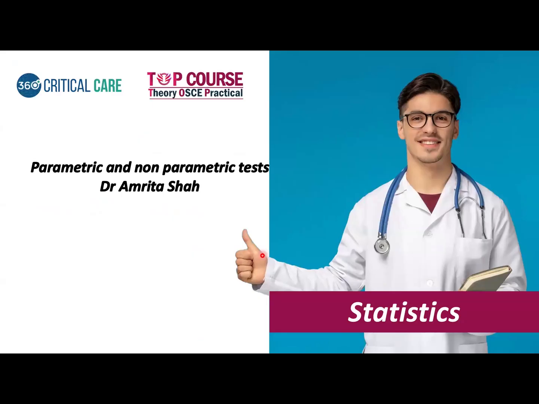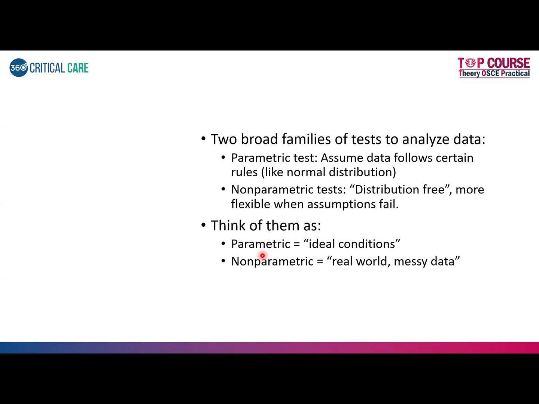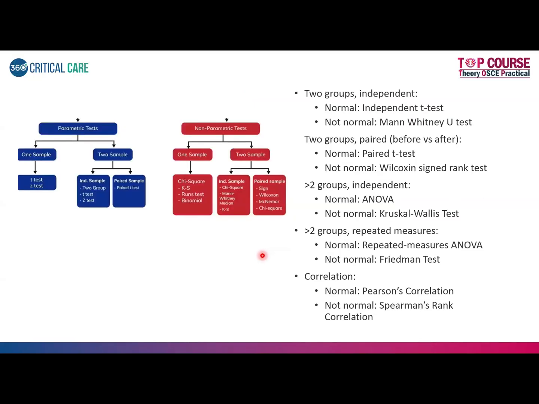In parametric and non-parametric tests, there are two broad families of tests to analyze data. We have the parametric test, which assumes a normal distribution, and non-parametric, which is distribution free. That is, they are more flexible when assumptions fail. It doesn't follow the normal distribution curve. So think of parametric as the ideal condition: you have the bell-shaped curve, and you have all the data set within the distribution. Non-parametric is the real world, which is the messy data, and you have to go accordingly.